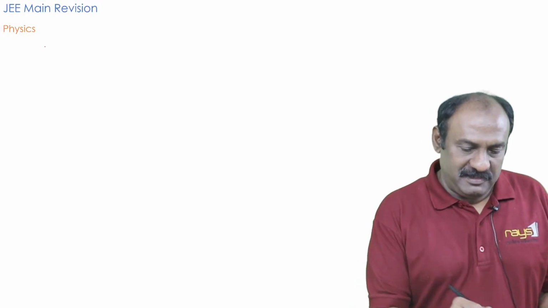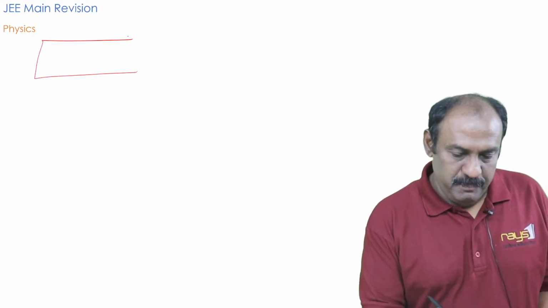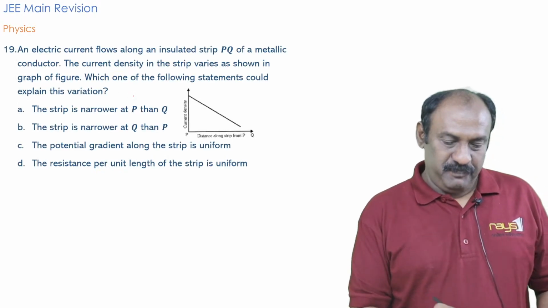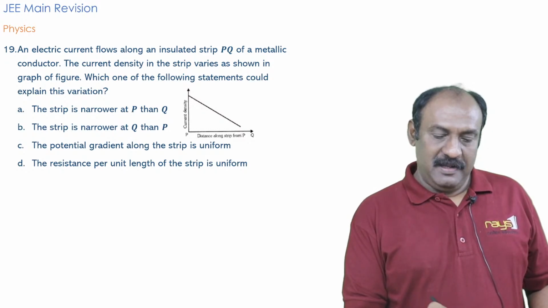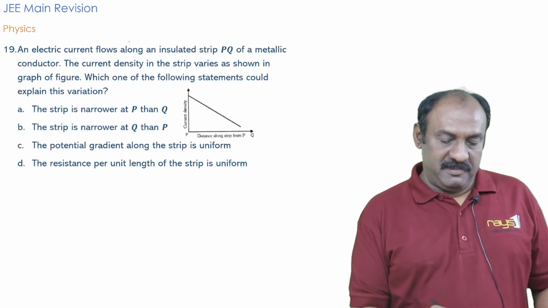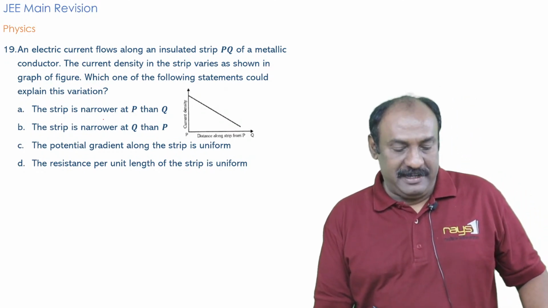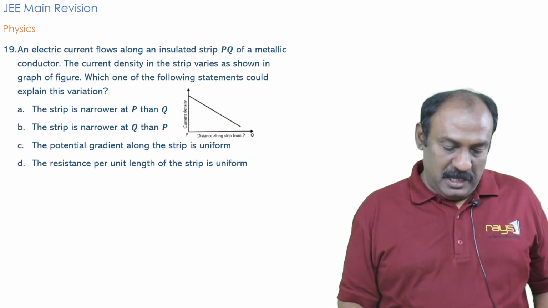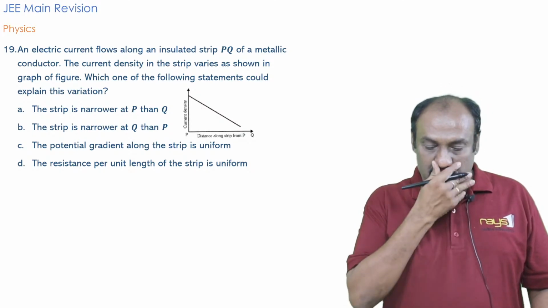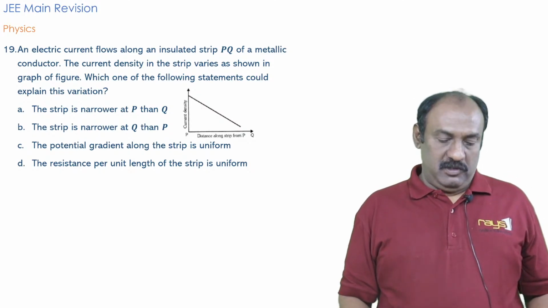So this is a strip from P to Q. What is given here? The current flows along the insulated strip PQ of metallic conductor. Current flows like this. See the options here. The strip is narrower at point P than Q. The strip is narrower at point Q than P. The potential gradient along the strip is uniform. The resistance per unit length of the strip is uniform. So these are the options given.